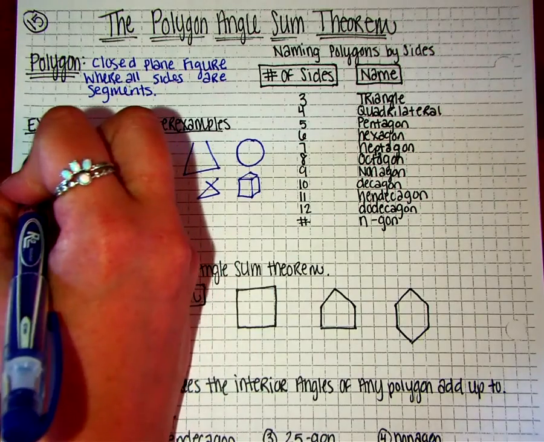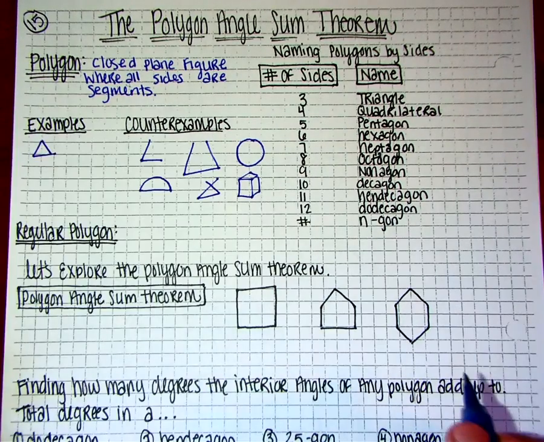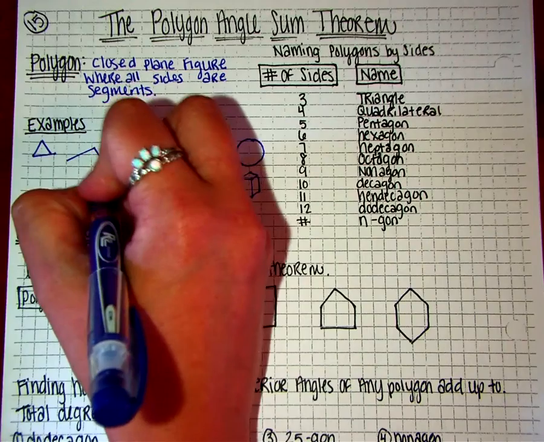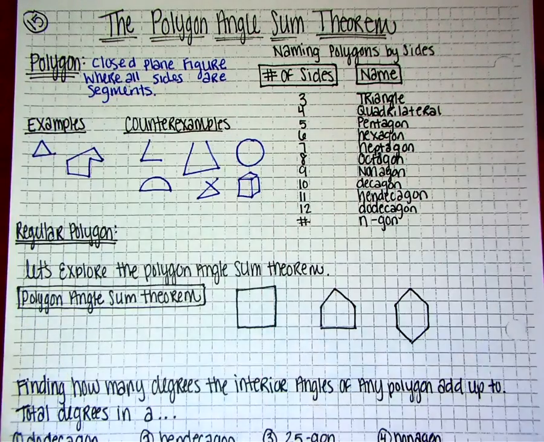So for example, a triangle. Three sides is the smallest. You can have this kind of weird shape. That's a polygon too. But think of it in terms of like a fence. You want to keep all your animals in, and your sides have to be segments.